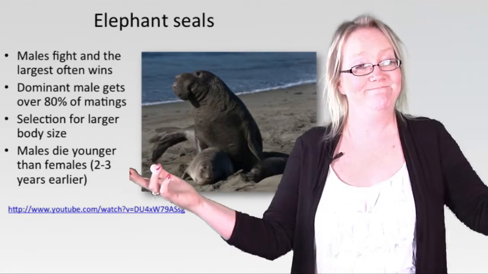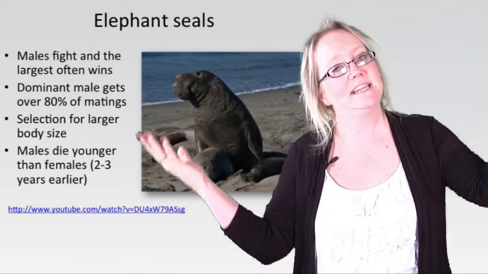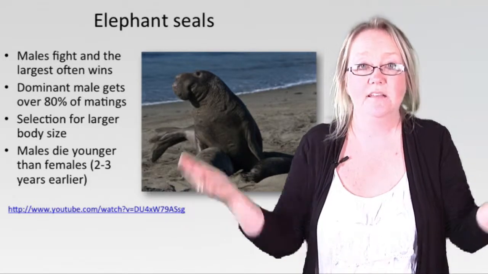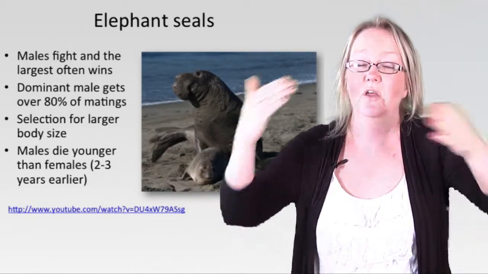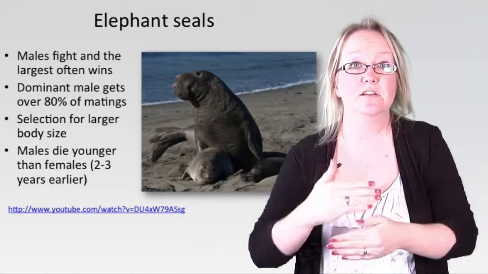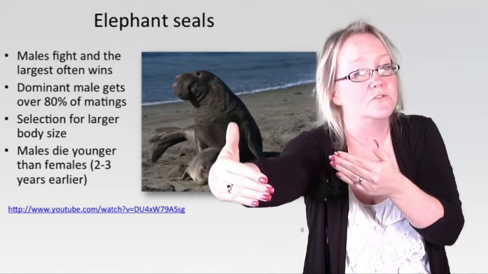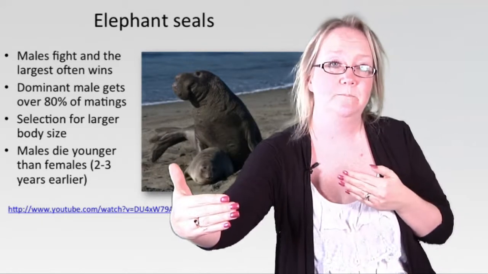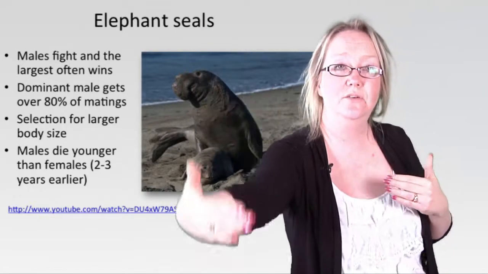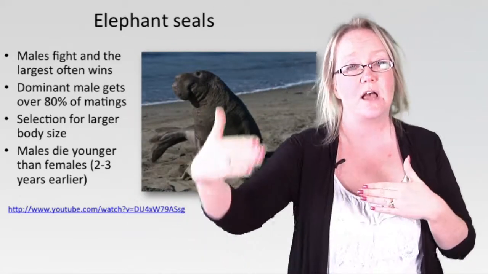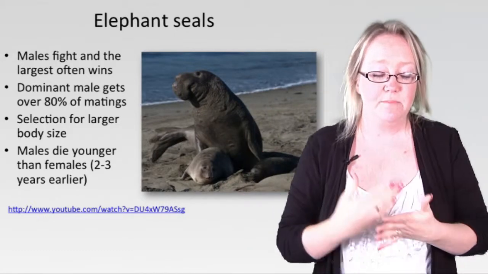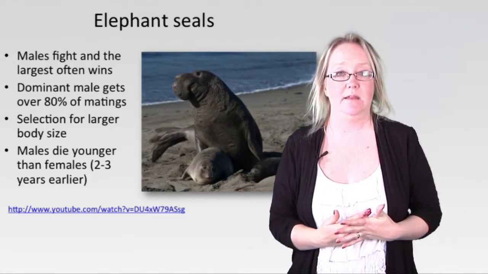And when you win, you get the spoils and you get the females and you get your offspring into the next generation. Okay, so he was selected to be large. What kind of genes do you think he's going to pass on to the next generation? He's going to pass on genes to his male offspring that are going to make them big too. So if you come from a big male, you're generally going to continue to be a large male, continue to be dominant in the population. Not always, but often. Dominant males get over 80% of the matings.